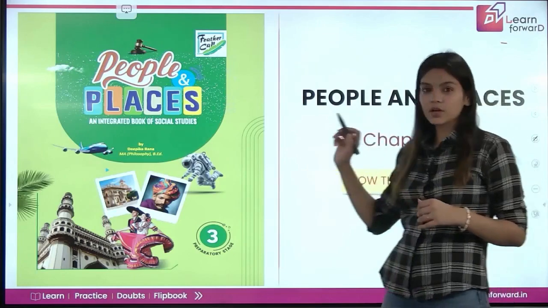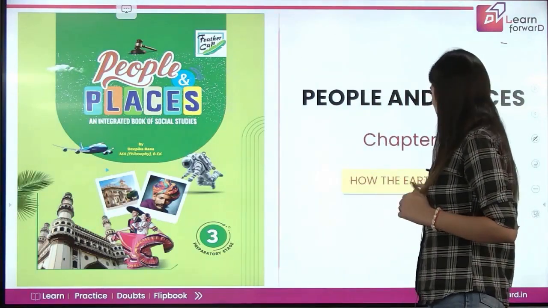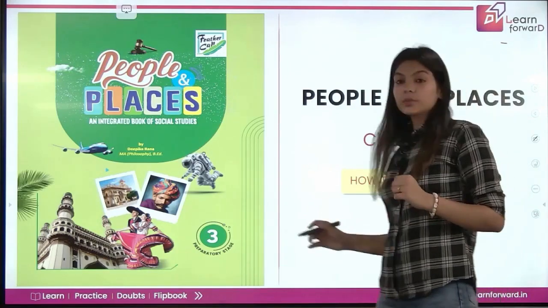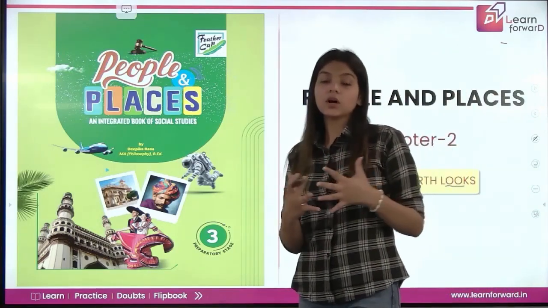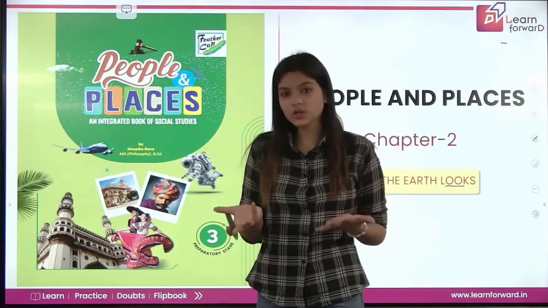So we are going to study from Feathercap. We are on chapter number 2, that is how the earth looks. So in chapter 1, we have studied about the earth, how the earth is formed or how the earth was discovered that it is round in shape, right?